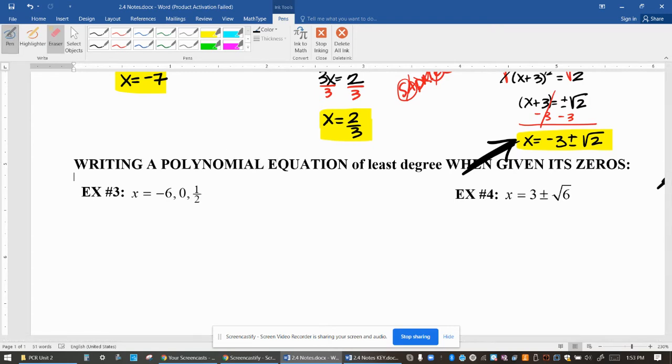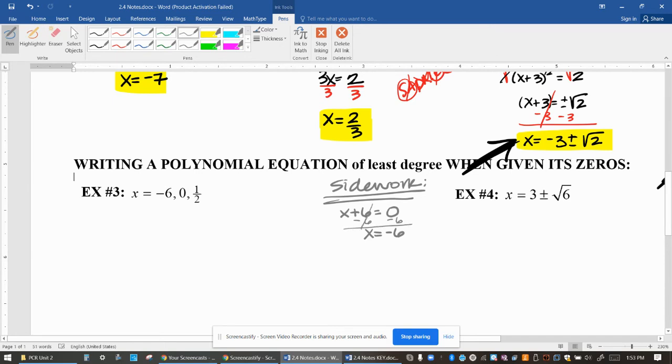All right, if your solution or your 0 is x equals 6, and this is all side work, things that you can think about in your head or you can actually write out. If the solution was x equals negative 6, what did it look like when the x was on the left side and so was the 6? So what did it look like as a factor before it was set equal to 0 and solved? Well, it was x plus 6 because then you would subtract 6 and that's how you get negative 6.